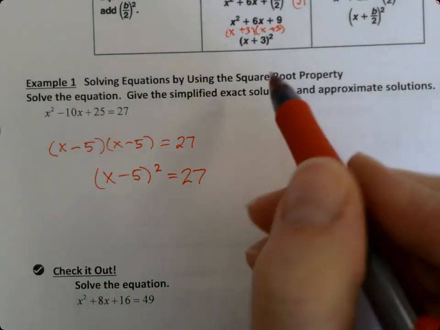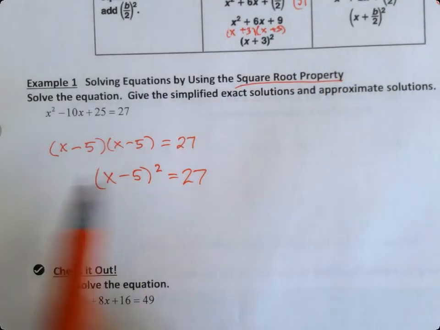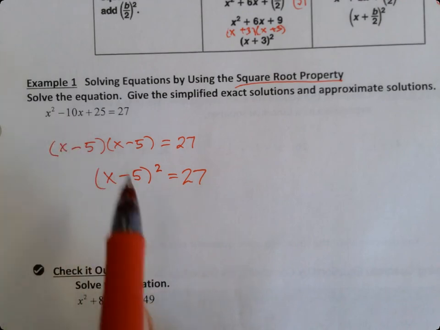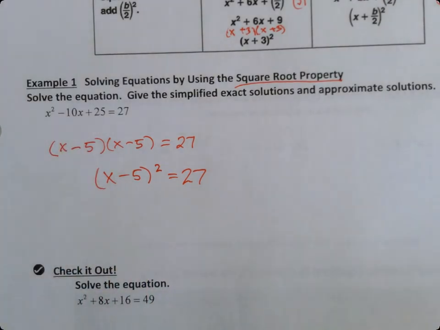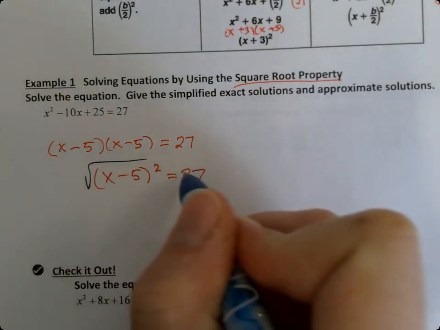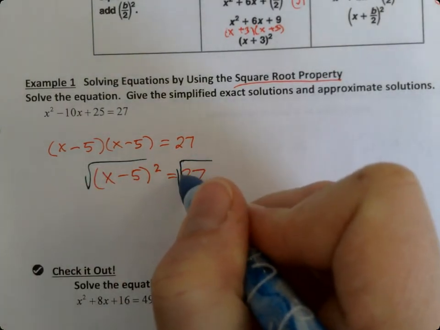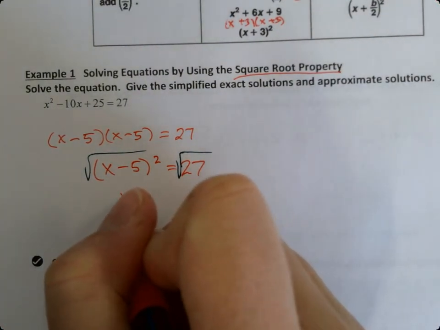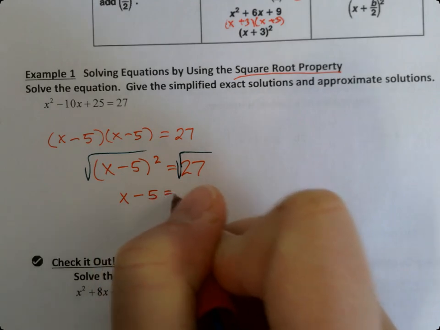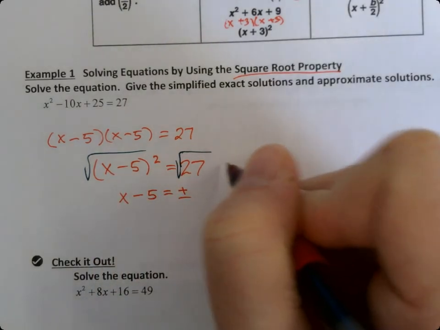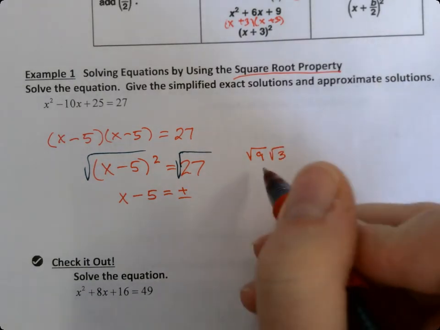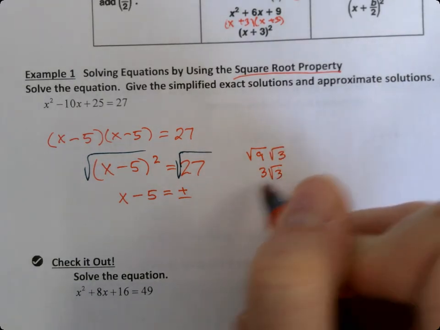So the directions say use the square root property. I can't use the square root property to solve this because of the x squared and the x. But if I can factor it, now I can use the square root property, and my next step would be to take the square root of both sides. And now I'm back to where we were the other day. I have x minus 5 equals a positive or negative, and then I need to break down that 27, so I'm going with 9 and 3. The square root of 9 is 3, keep the square root of 3.